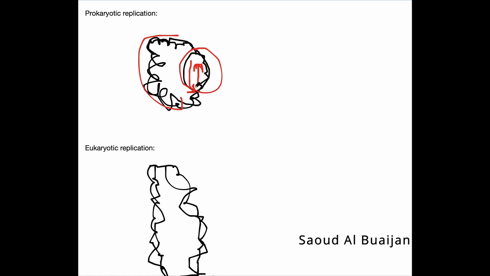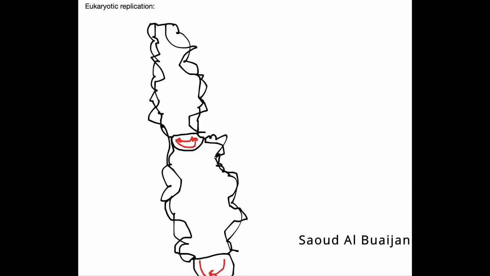As you see, there are two arrows here. There are only two because the replication occurs in opposite directions, and they're always opposite. And when talking about prokaryotic replication, the prokaryotic replication will be smaller than the eukaryotic replication. So now we will head to the eukaryotic replication.